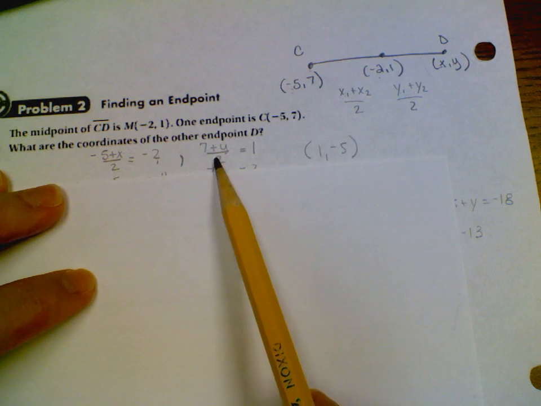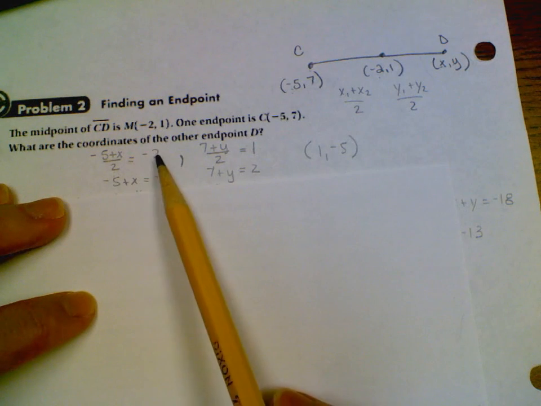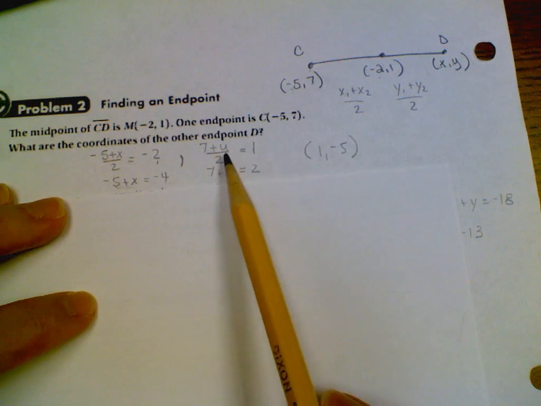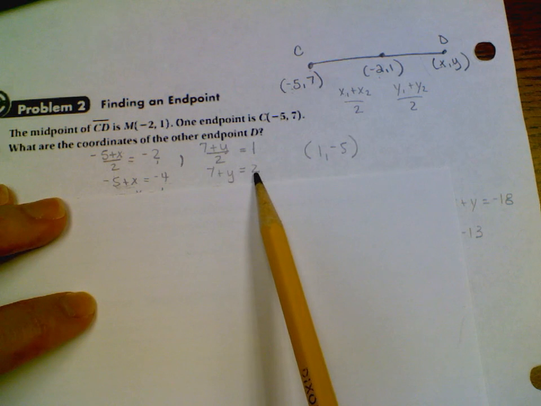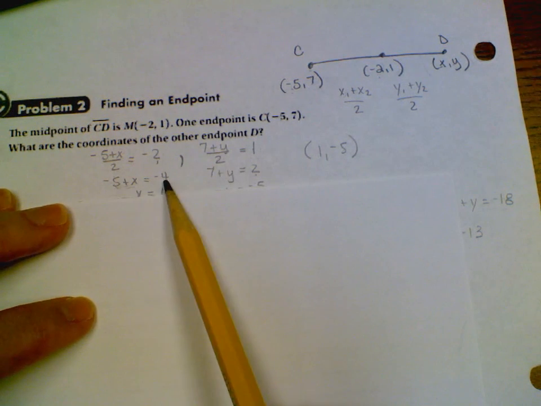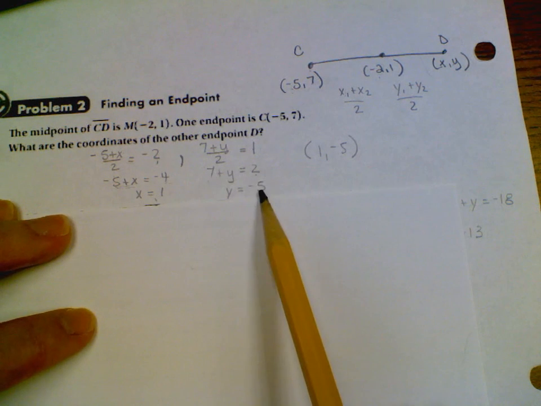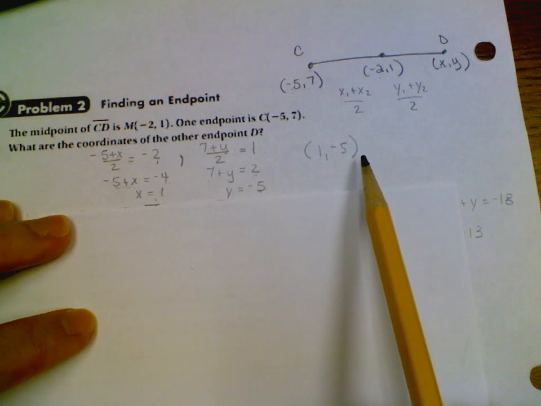So my first step will be multiplying by 2 on both of those. So that's why I end up getting -4 over here, and I'm just left with the top. On this one, when I multiplied by 2, I end up with just 7 plus y equals 2. Now I can just add or subtract. So I would add 5 over here, so my x-coordinate would be 1. And I would subtract 7 from over here, so it would be -5. So my other endpoint would be 1, -5.